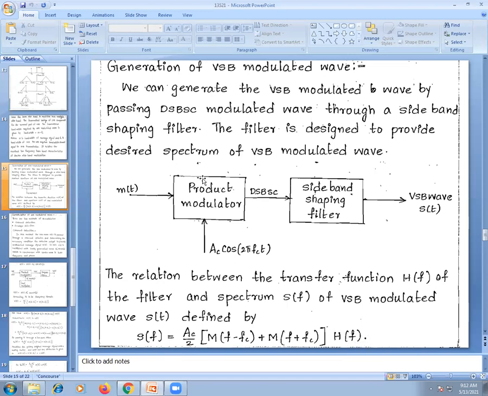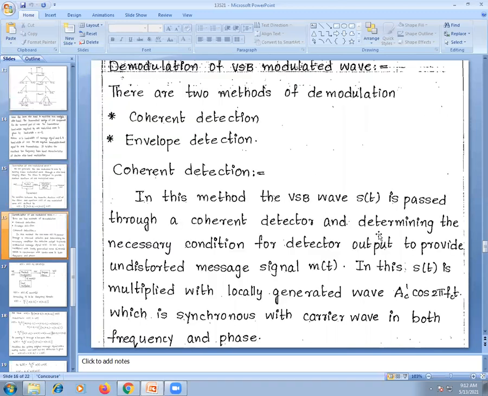Okay, so like that you have to write in your examination pattern for demodulation methods of VSB. Like in the demodulation, two methods are there. Like the SSB demodulation, these methods are there. One is the coherent detection method, another one is the envelope detection method.